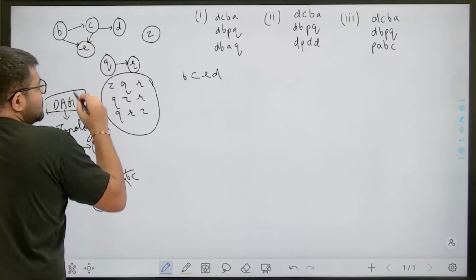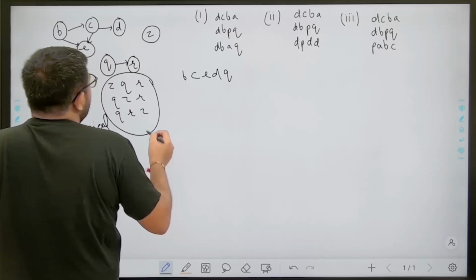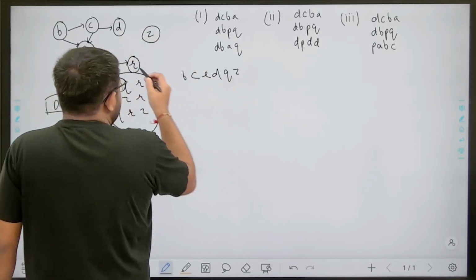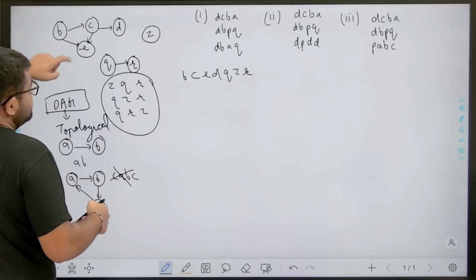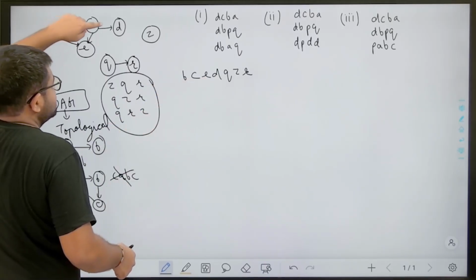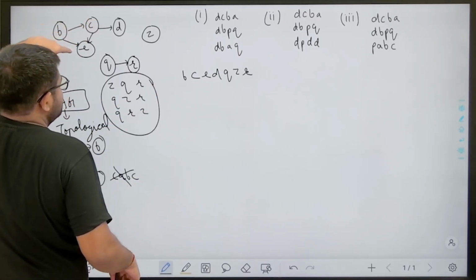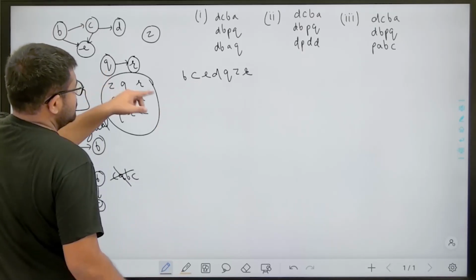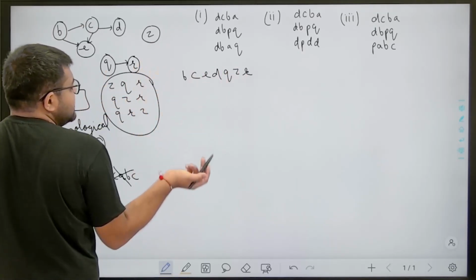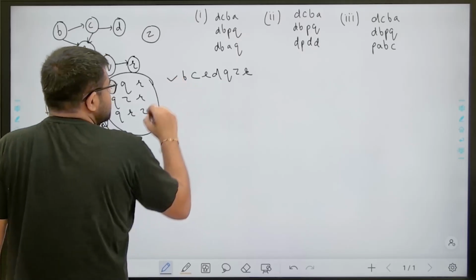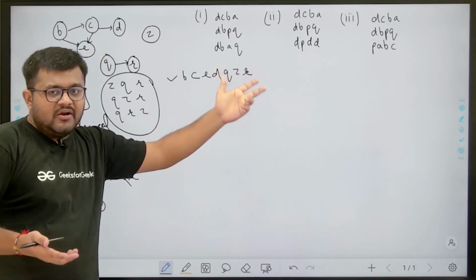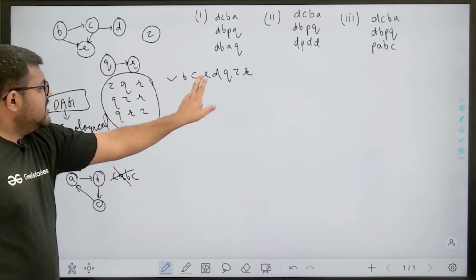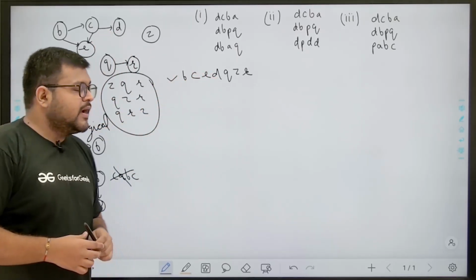Now Q must come before R, so I can add Q. I can also add Z in between and then R. So B must come before C, it is maintained. B must come before E, it is maintained. C must come before D, it is maintained. C must come before E, that is also maintained. Q must come before R, that is also maintained, and Z is independent. So this is one of the correct topologically sorted orders. Z can come at the end also. D and E can be interchanged. There can be multiple answers, right?